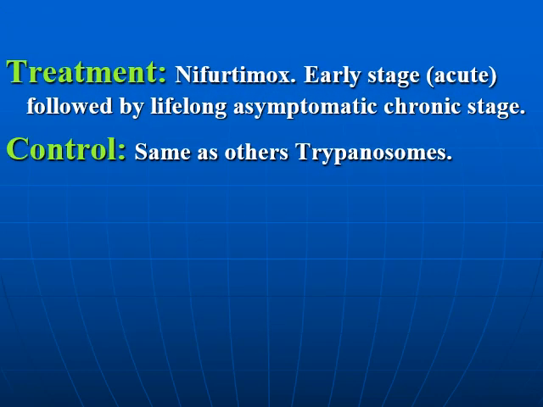The treatment of Chagas disease uses nifurtimox in the early stage. In the late, chronic stage, we have a lifelong asymptomatic chronic stage and there is no treatment. Control measures are the same as for other Trypanosoma species: using insecticides for vector control, controlling the reservoir host, and treating the patient, especially during the early stage.